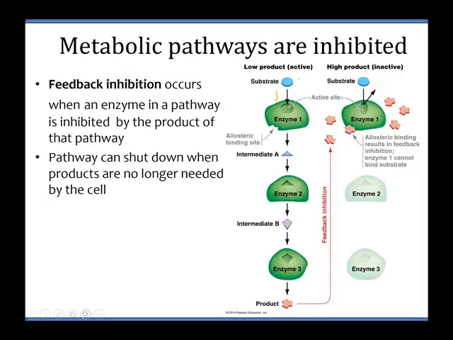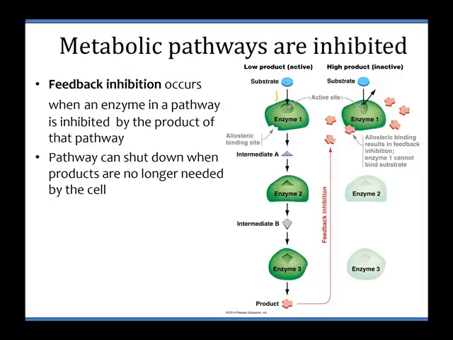So here we see a metabolic pathway right here. This is a metabolic pathway. Here we're converting a substrate into intermediate A using enzyme 1, intermediate A into intermediate B using enzyme 2, intermediate B into product using enzyme 3. We're familiar with this by now. It may be a catabolic pathway, it may be an anabolic pathway, it doesn't matter right now. Okay?